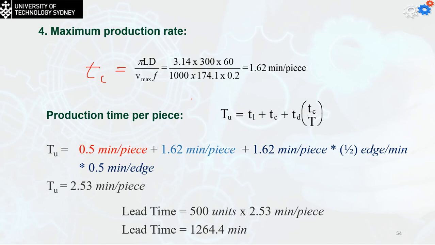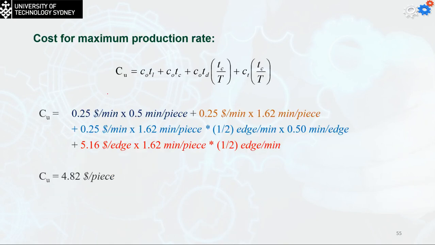The TU in that case is going to be replacing the first TC with this one, and we're going to end up with the time dropping down to 2.53 minutes per piece. And thus the lead time itself is going to be reduced to 1,264.4 minutes.